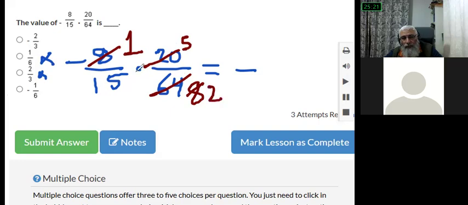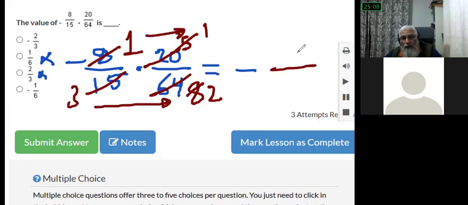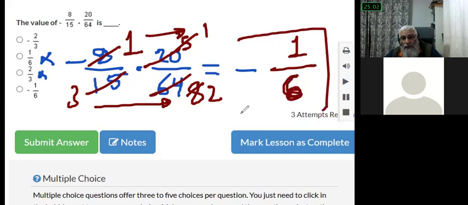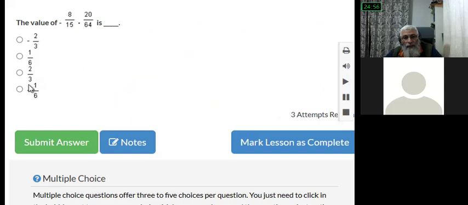Now can you simplify 15 and 5? Divide by 5: 5 divided by 5 equals 1, and 15 divided by 5 equals 3. So the number is 1 multiplied by 1, and 3 times 2. 1 multiply 1 is 1. 3 times 2 is 6. So this is negative 1 over 6. The answer is negative 1 over 6, which is here.